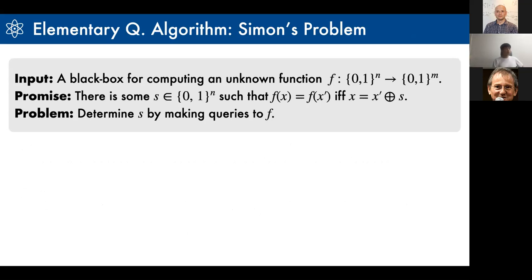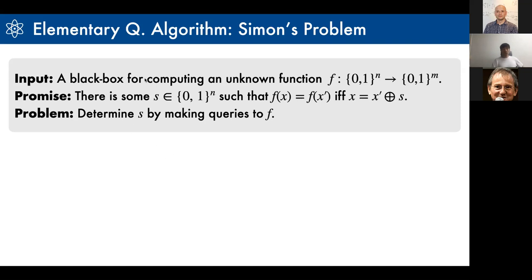Okay. And it turns out that even though we won't discuss Shor's algorithm in detail, this algorithm inspired the invention of the quantum Fourier transform, which is the key ingredient of Shor's factoring algorithm. So this is also a very important algorithm. Okay, so let me quickly describe what the problem is.